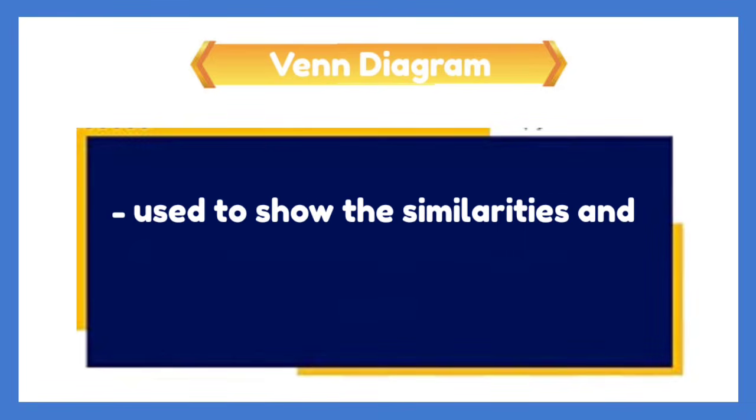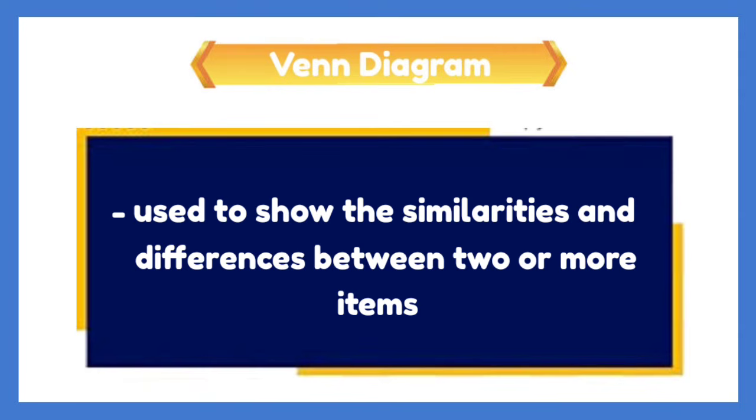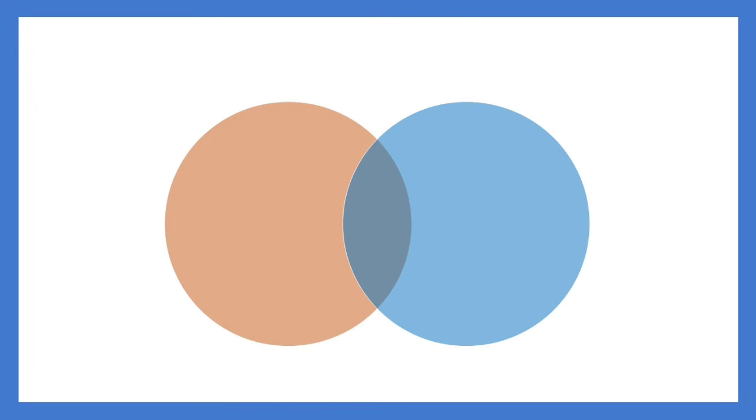A Venn diagram is used to show the similarities and differences between two or more items. This is what it looks like. And as you can see, it has two overlapping circles. On top of the circle on the left side, you can write the first item. On the right side, you can write the second item. Let's say you want to compare and contrast Earth and Mars.